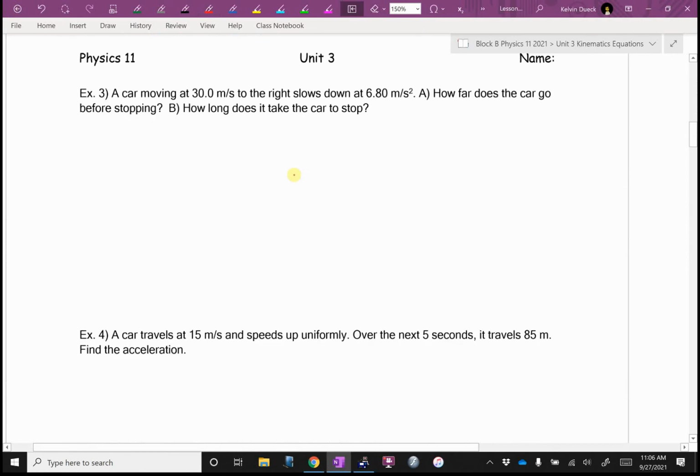Example 3, let's do some traffic management. A car moving at 30 meters per second to the right slows down at 6.8 meters per second. Another phrase worth noticing is that one, slows down. What did that tell me about the acceleration? I'm going to go like this so I don't forget. The acceleration is negative. Now, I might be nice and say slows down at negative 6.8 meters per second squared. I might give you the negative, but not always.